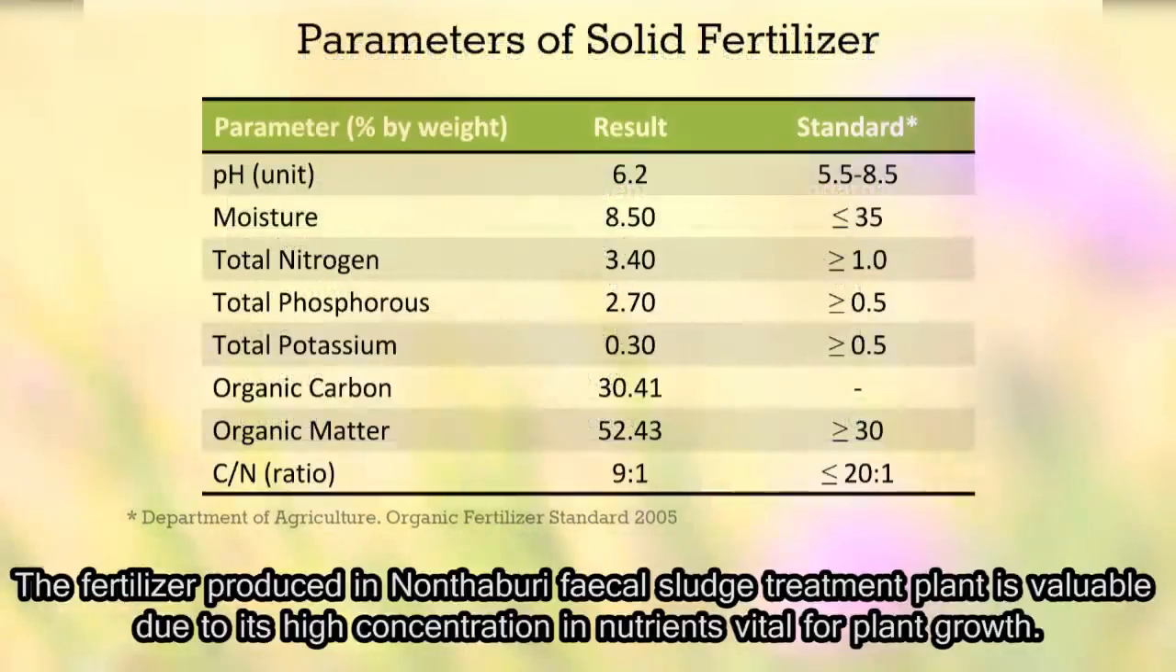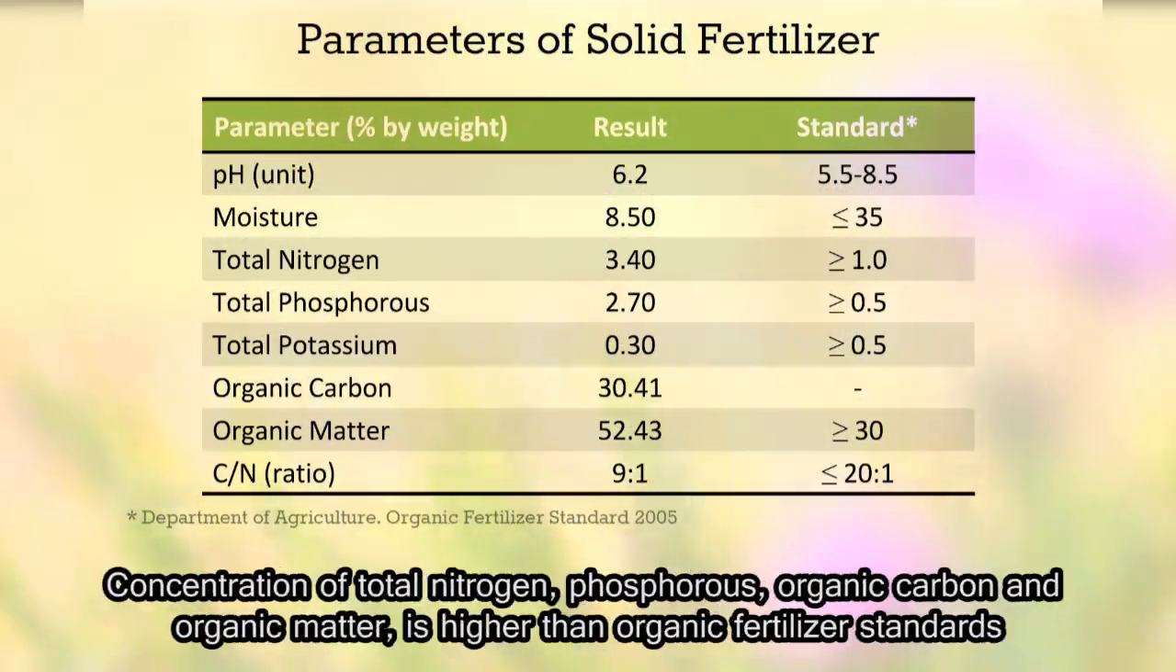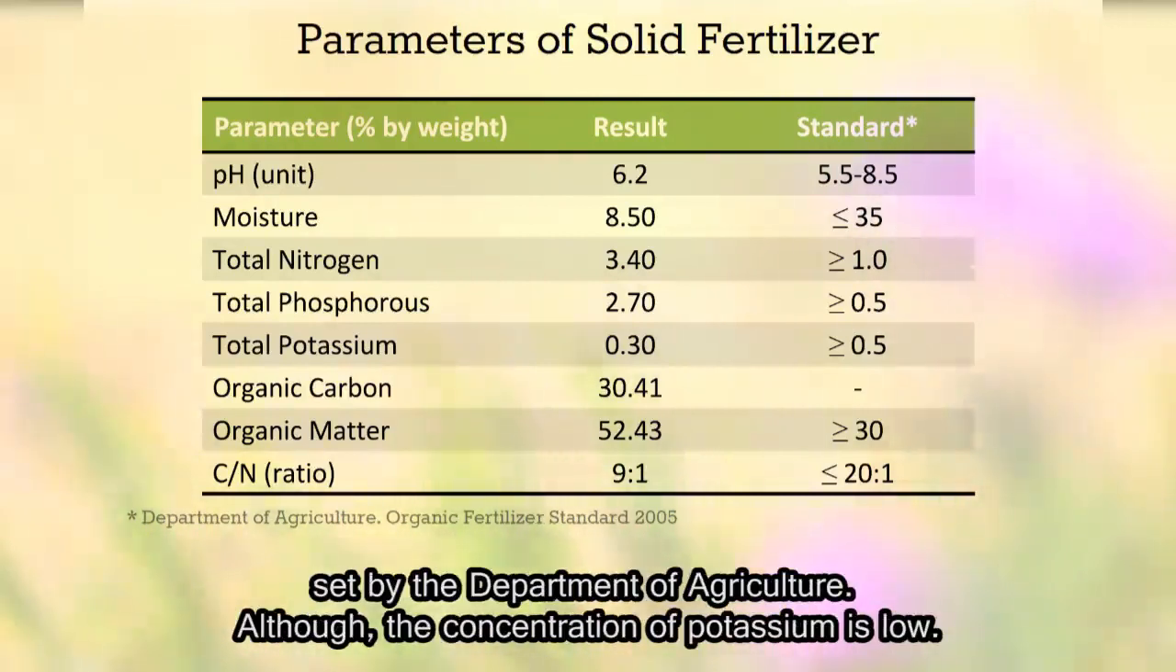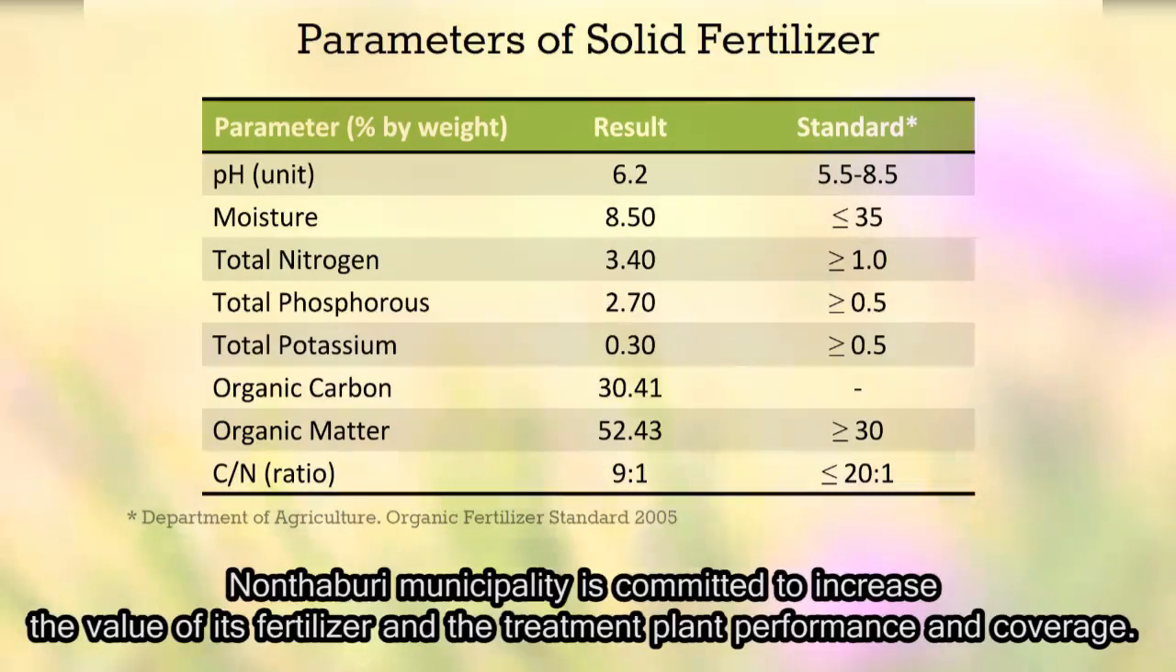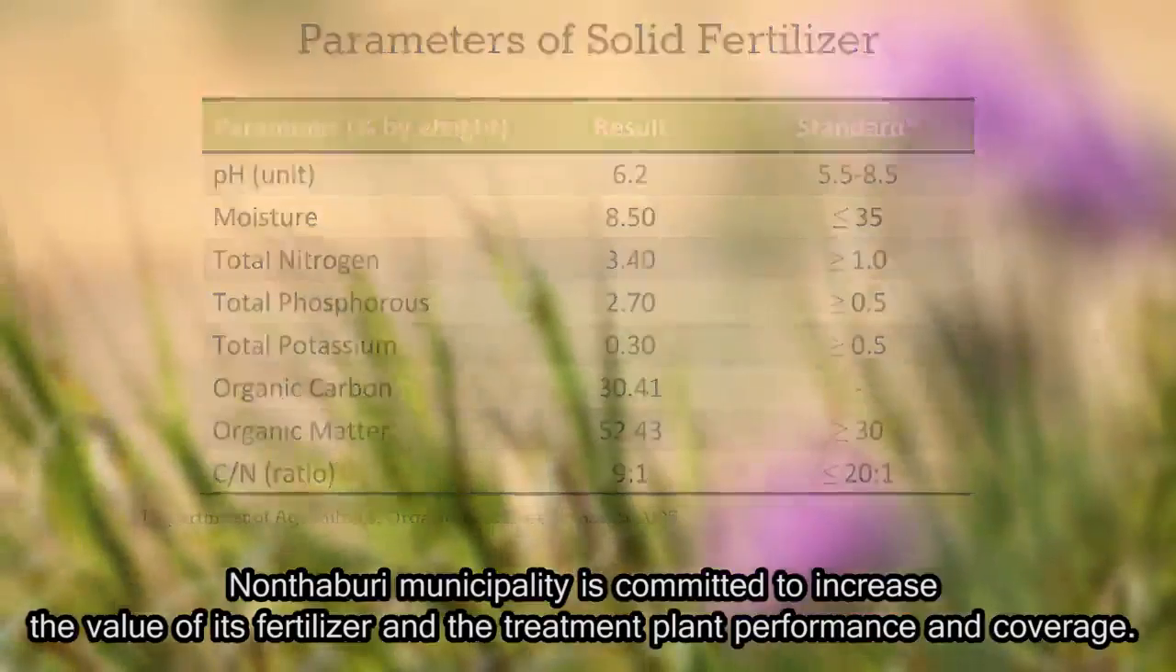The fertilizer produced in Nonthaburi fecal sludge treatment plant is valuable due to its high concentration in nutrients vital for plant growth. Concentration of total nitrogen, phosphorus, organic carbon and organic matter is higher than organic fertilizer standards set by the Department of Agriculture, although the concentration of potassium is low. Nonthaburi municipality is committed to increase the value of its fertilizer and the treatment plant performance and coverage.